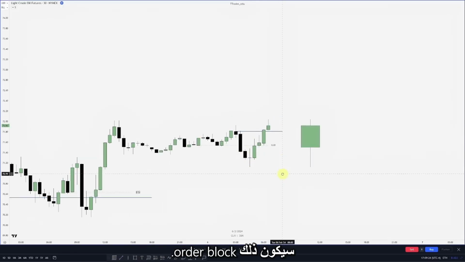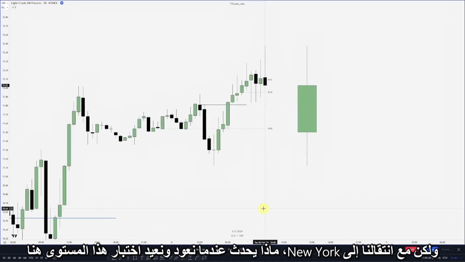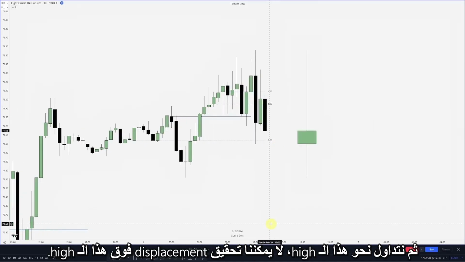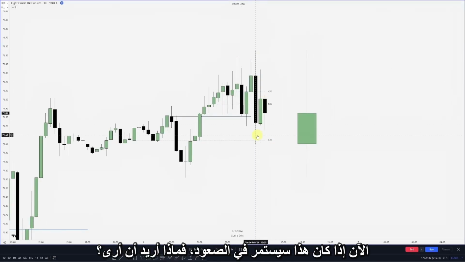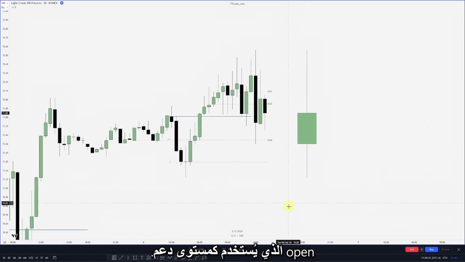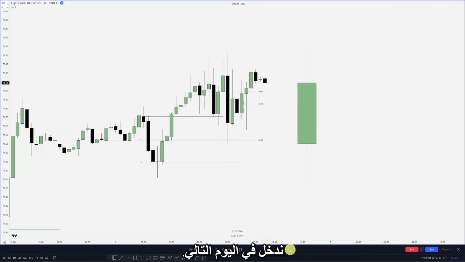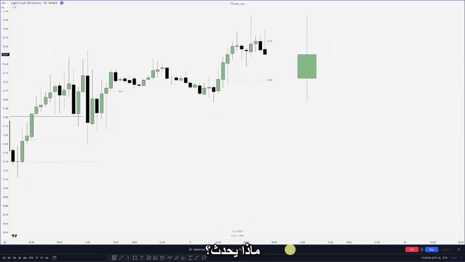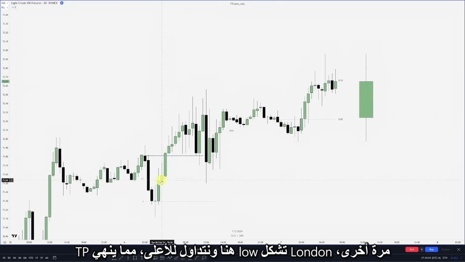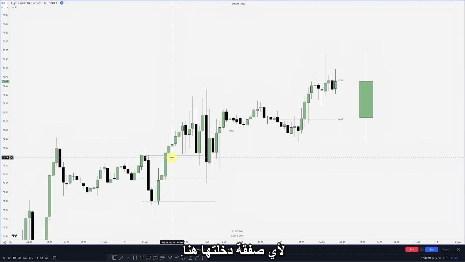So that would be an order block. So as we move into New York, what happens? Well, we come back and retest this level here, and then trade to this high. We can't displace over this high. We come back into the range. Now, if this is going to continue higher, what do I want to see? Well, I want to see the mean threshold of this being respected, which it is, along with midnight open being used as a support level. I'd still like to see this trade higher. We get into the next day. What happens? Once again, London forms a low here, and we trade higher, which would finish off the TP for any position I entered here.